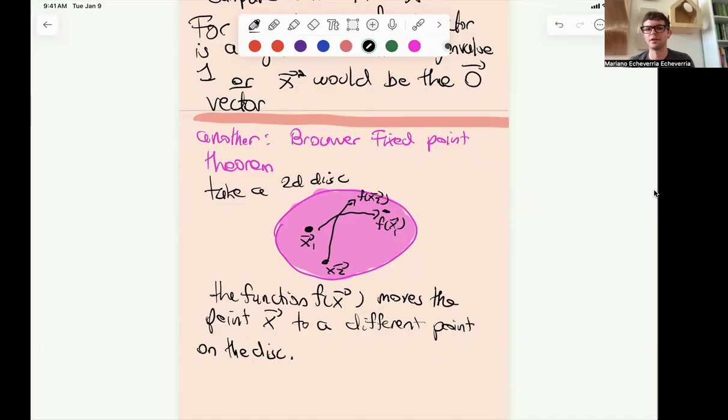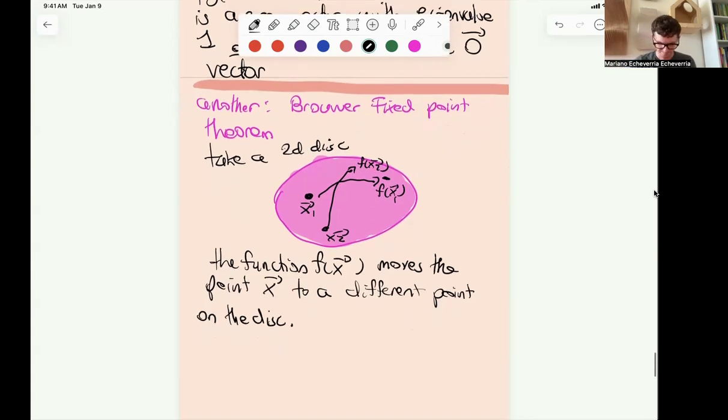So the fixed point theorem of Brouwer says that no matter what that function is, provided it's continuous, there's always a point that remains in the same spot. You must always fix at least one point. So if f is continuous, it always fixes at least one point.